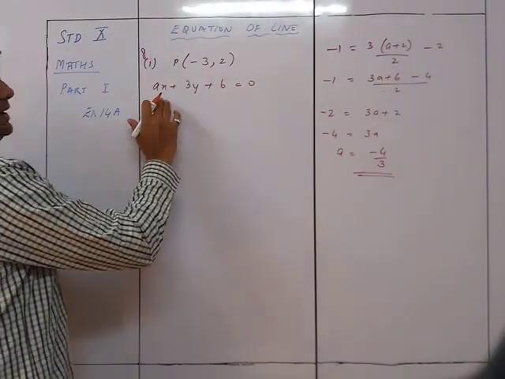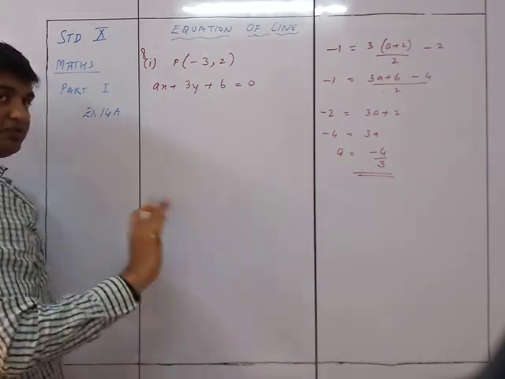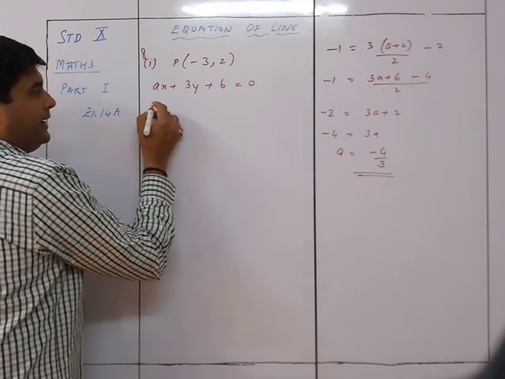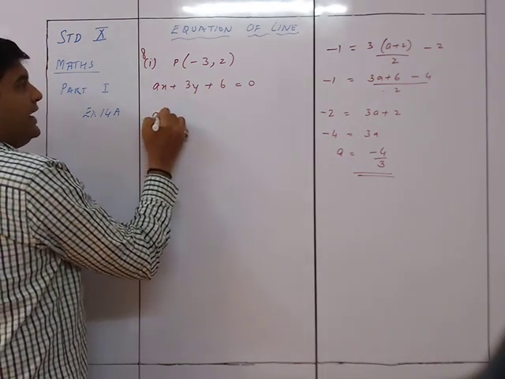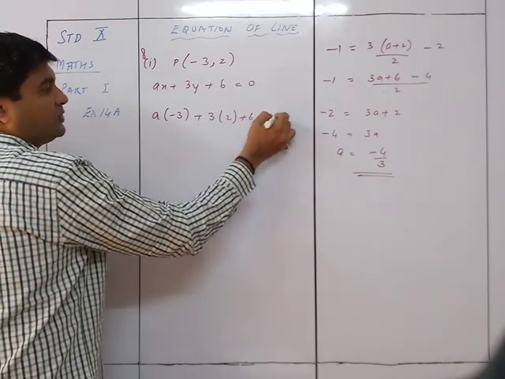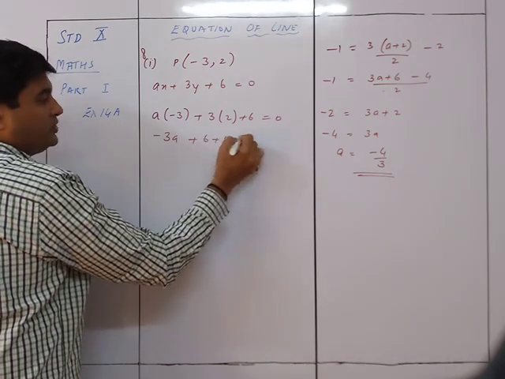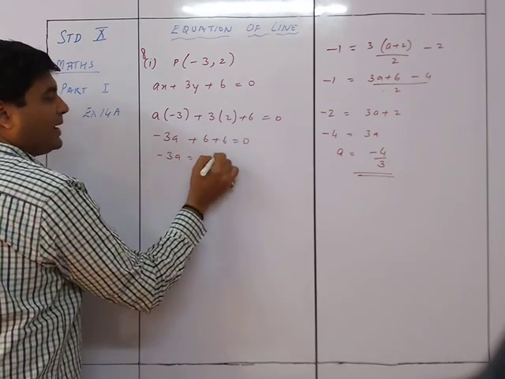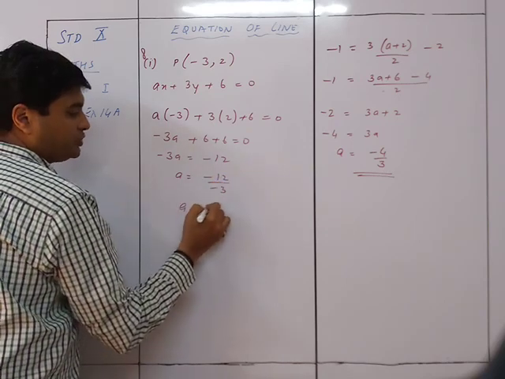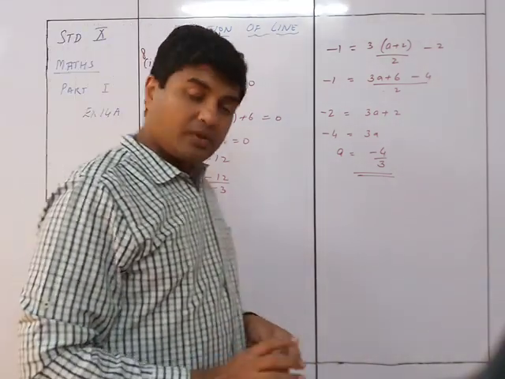So that means that if I put the value of x as this and y as this, I am going to get it as 0. That's for sure, because this point is lying on this line. So we can say just a into minus 3 plus 3 into 2 plus 6 is equals to 0. So minus 3a plus 6 plus 6 is equals to 0. Minus 3a is equals to minus 12. A is equals to minus 12 upon minus 3. So a is equals to 4. So that's the value of a of sum number 8. Easy?